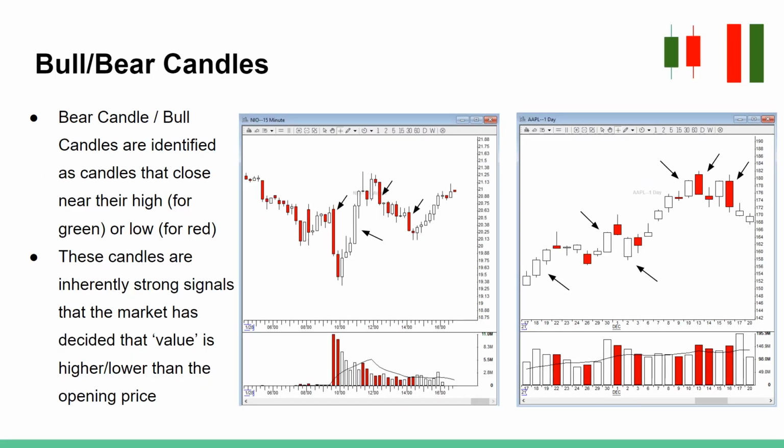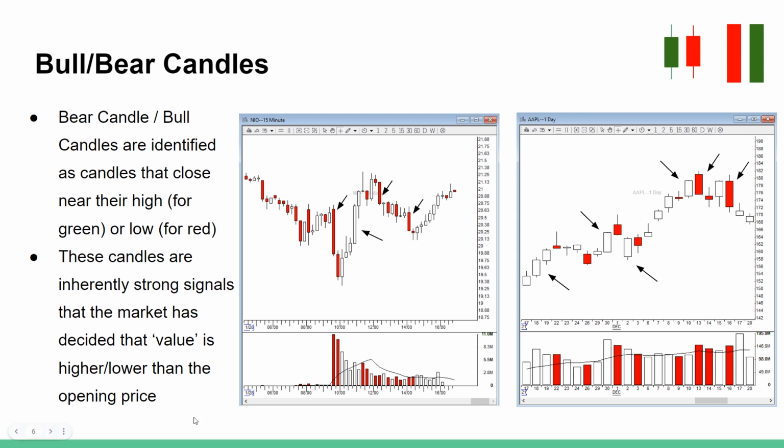The first set of candles that we'll go over are bear bull candles. These are candles that have a closing price very near their low for a red candle or very near their high for an up candle. Personally, I use the color white to represent an up candle and the color red to represent a down candle. But for bear bull candles, the important thing to remember is that they are inherently, at face value, very strong signals that the market has decided that value is either higher or lower than the opening price of the candle.